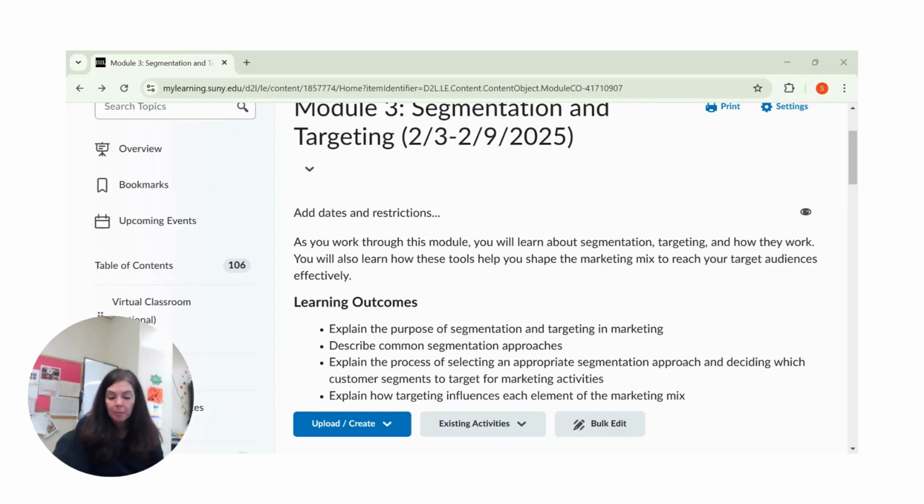So if we don't know who our customer is, we can't reach their needs and their wants. So we really focus on those 4Ps to do that.